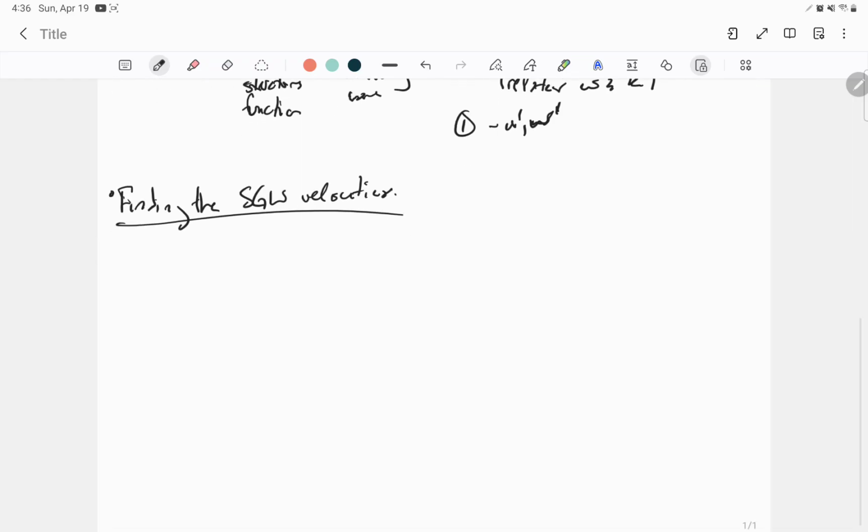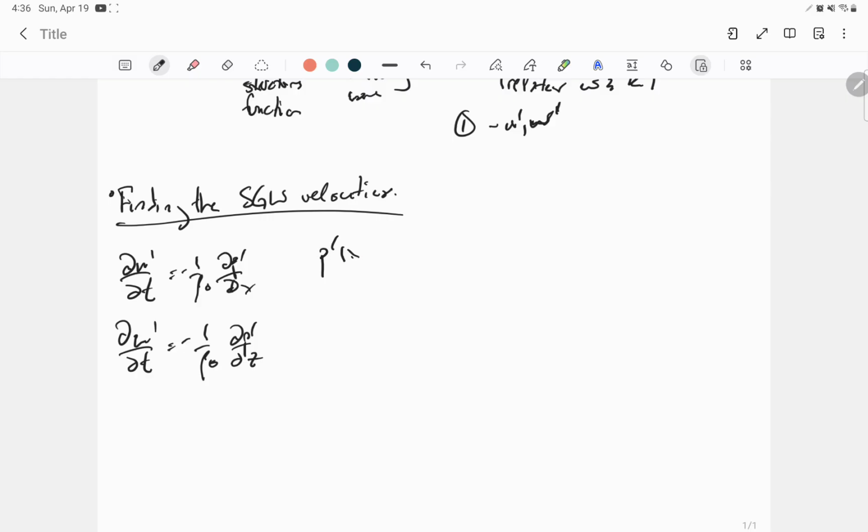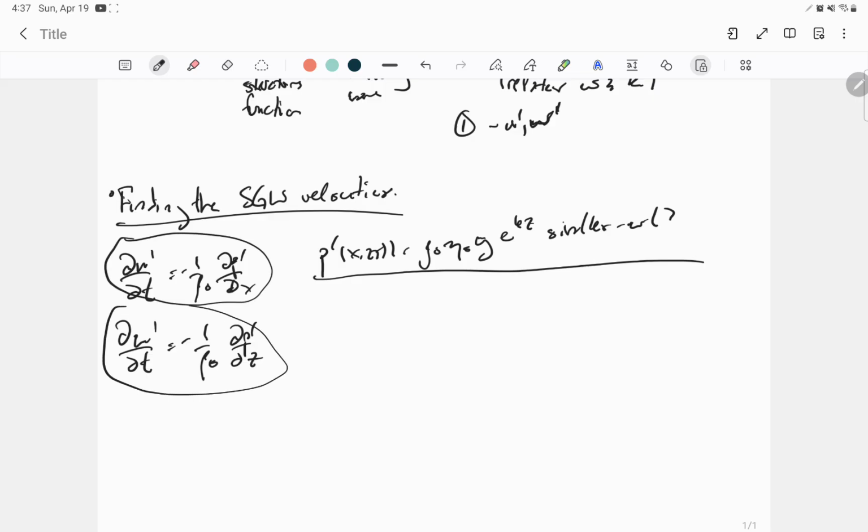Okay, so our equations for surface gravity waves were these: dw prime dt equals minus 1 over rho naught dp prime dz. And we recall we had p prime of x, z, and t equals rho naught eta naught g e to the kz sine kx minus omega t. So since we know what the pressure looks like, we can use these two equations to just solve for what the velocities must look like.